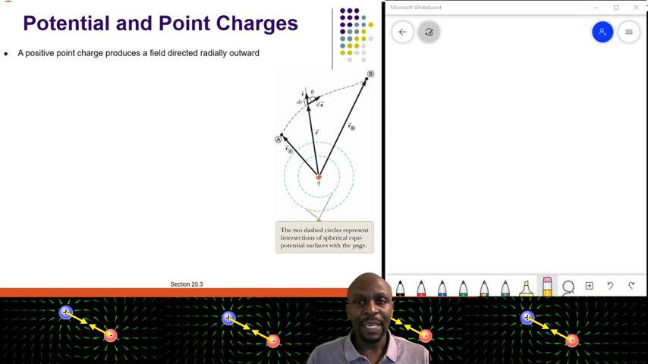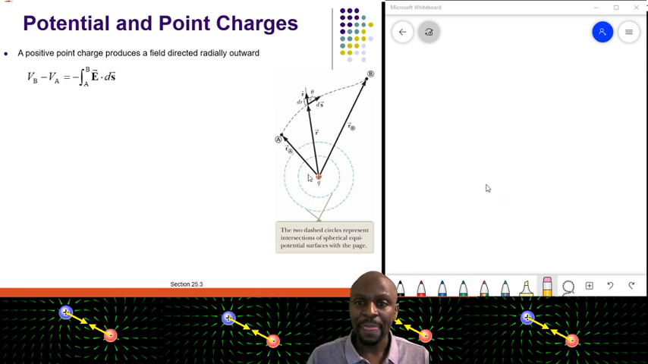Now, the potential at a point due to a point charge. A positive point charge always radiates the electric field away from the positive charge. In this case, suppose I have a point A, and then I also have a point B. I can see that point A and point B are at different potentials, because the distance from the charge to A is not the same as the distance from the charge to B. In fact, B is at a lower potential compared to A as far as this charge is concerned.